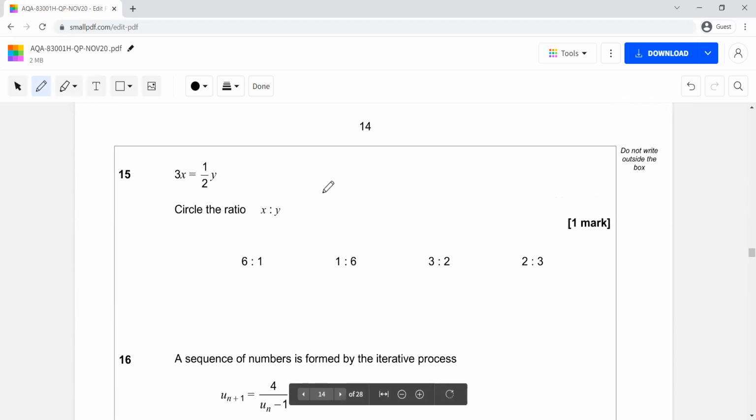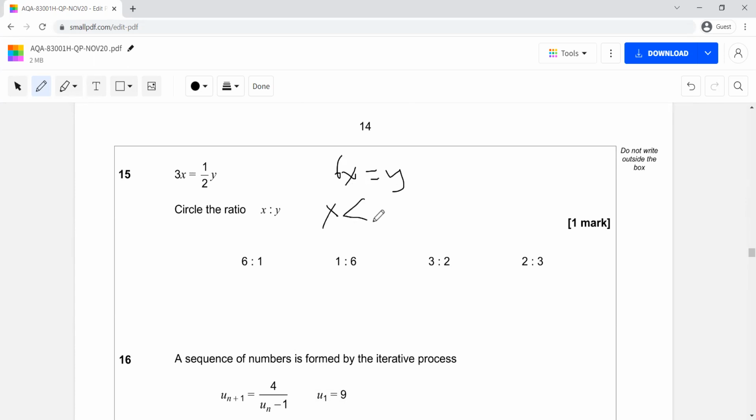Okay, question 15. 3x is a half y, calculate the ratio, or circle the ratio x is to y. Okay, I'm going to multiply both sides by 2, so 6x equals y. So 6x equals y, which means that x is smaller than y. So it's not this first option here. This is to trick you.